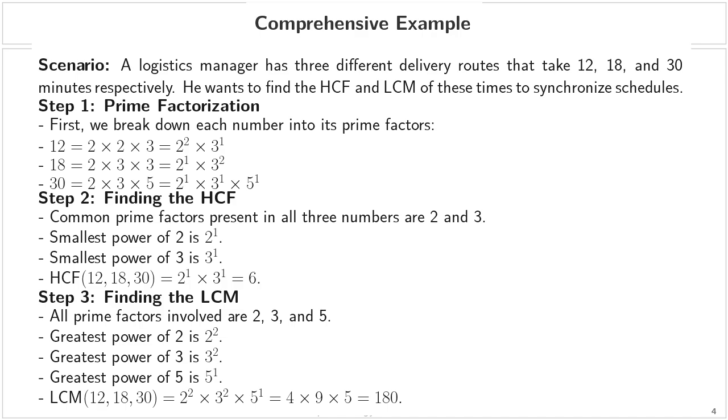Finally, let's proceed to step 3, finding the LCM. This time, the rule changes. We must include every prime factor that appears in any of the numbers. In our case, we have 2, 3, and 5 this time. We choose the greatest power for each. The greatest power of 2 present is 2 to the power of 2. The greatest power of 3 is 3 to the power of 2. And the greatest power of 5 is 5 to the power of 1. When we multiply these together, 2 squared times 3 squared times 5, we get 4 times 9 times 5, which results in an LCM of 180.